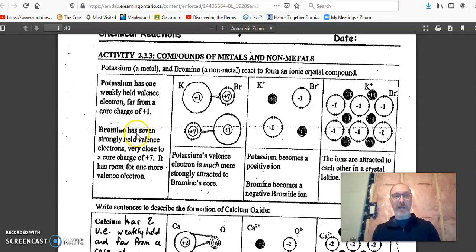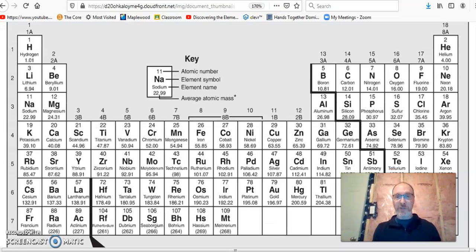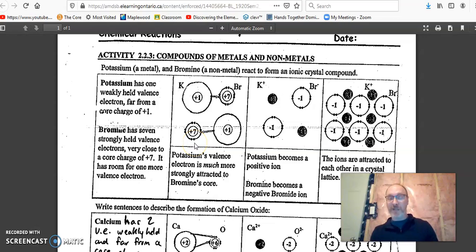Bromine, however, has 7 strongly held valence electrons, very close to a core charge of positive 7. It has room for 1 more valence electron. Okay, so how do we know it has 7 valence electrons and a core charge of positive 7? So when you look at the periodic table, bromine's over here on the right hand side. It's in group 7A. So that means it has 7 valence electrons and a positive 7 core charge.